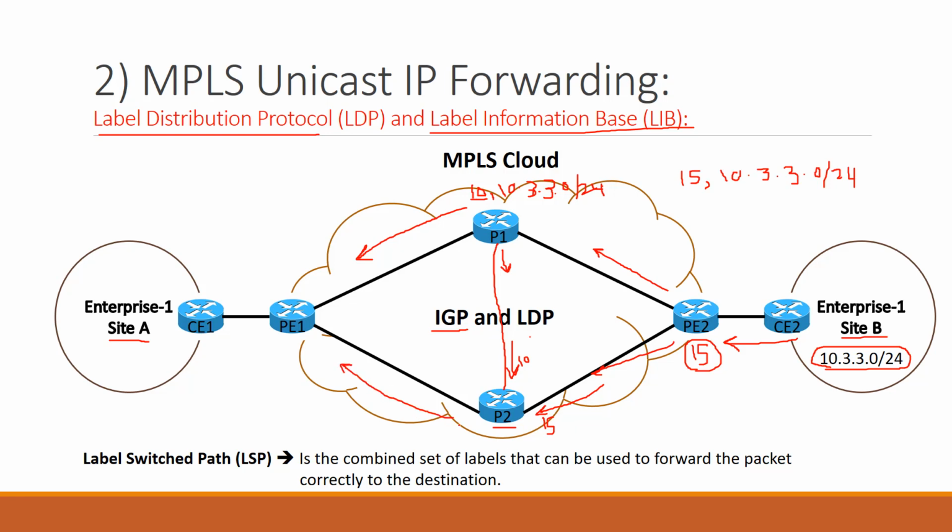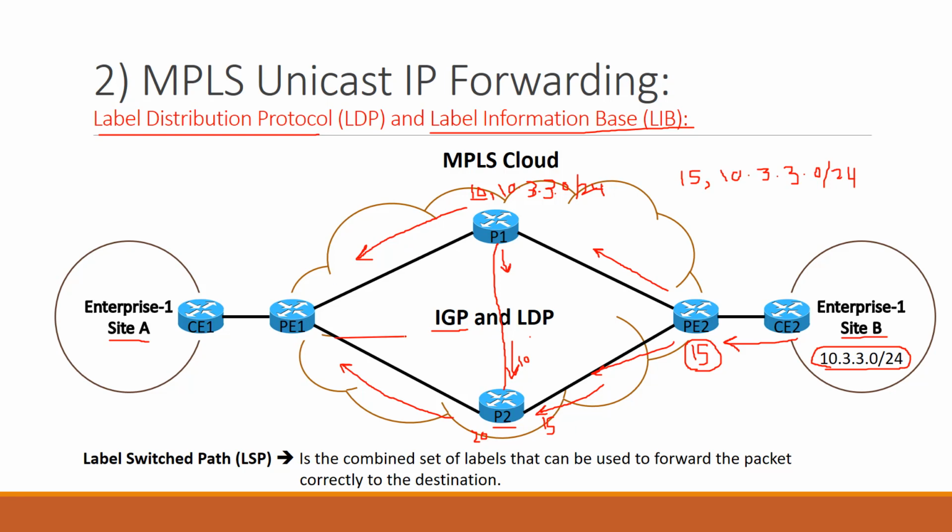What is the update that will be sent by P2? Simply, it will check its unassigned labels, or the label numbers that are not used by P2, and it will assign this label number to this specific IP prefix. Let's say it assigned 20 for this specific IP prefix. So P2 will send an update message to BE1 for this specific prefix with label 20, and P1 will send an update message with label number 10 for the same IP prefix.